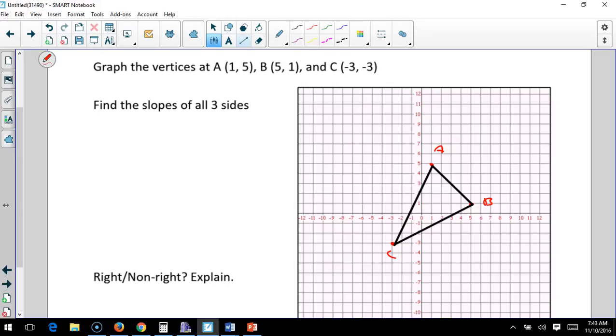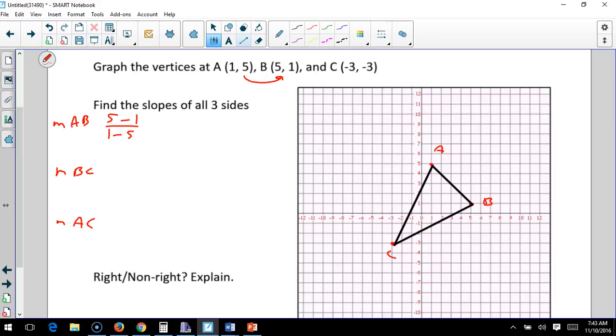Well, we need to find the slopes of all three sides and find if there are any opposite reciprocal slopes. So we're going to find the slope of AB, the slope of BC, and the slope of AC. All three sides. So AB, remember, y minus y over x minus x. So 5 minus 1, I'm going from A to B. I'm just going in alphabetical order. So 5 minus 1 over 1 minus 5.